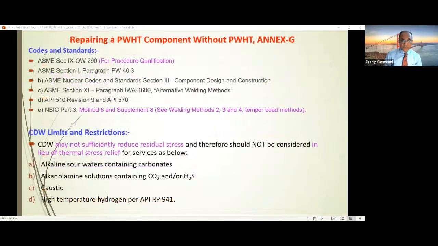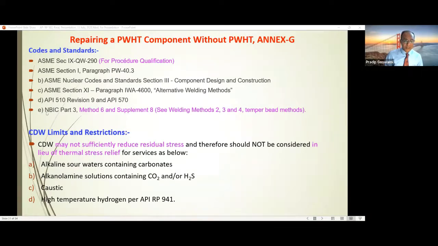And for CDW or temper bead, generally, these are the codes and standards followed. That is, Section 9 QW290, ASME Section 1, then ASME Section 3, the nuclear code, as well as ASME Section 11, that is alternative welding methods. Section 3 and Section 11 are basically followed for nuclear components. Then for the petrochemical side, we have API 510 and NBIC, the National Board Inspection Code. This has been there for ages, and was the code used for repair and restoration in service, that means welding and repair of in-service components.